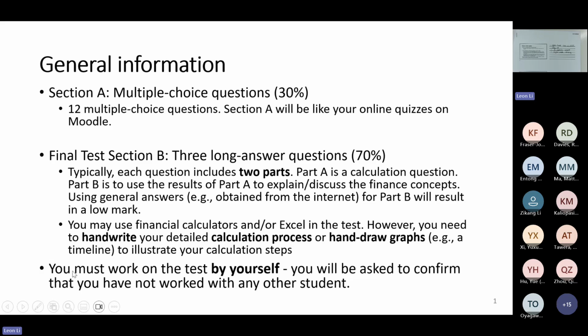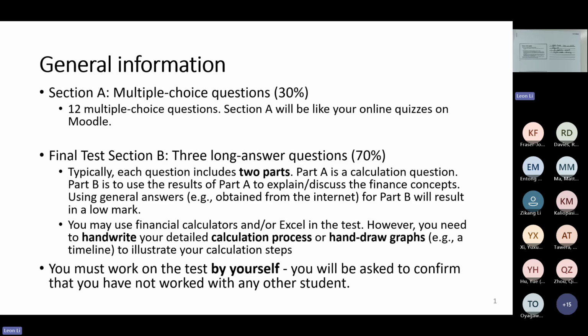The final point is please do the test by yourself. This is very important because it's not easy for me to do the invigilation. I don't have an invigilator. The test is online. But the purpose of the test is to reflect what you have learned, so I think it should not be a big problem. If I find any problem, I might ask you to do the test on campus again. I will give you another test.